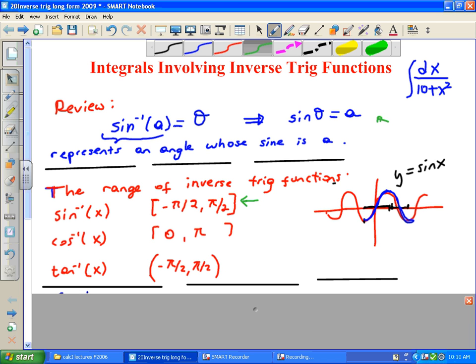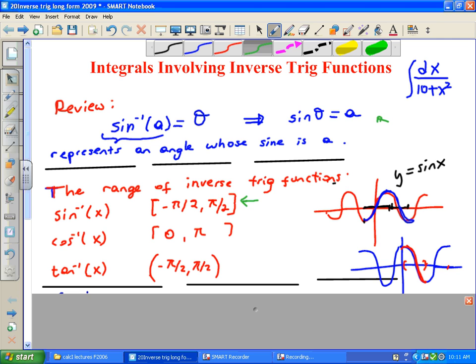Why did they pick cosine from 0 to pi? Look at the graph of the cosine function. The cosine function looks like this. So where would you choose it? It assumes all values from -1 to 1. They happen to go from 0 to pi. Over that interval, does it assume every value from -1 to 1? It does, right? So they could have just as well gone from pi to 2 pi for the cosine function. But usually if an interval contains 0, it makes things easier in the future. So they pick that range for the cosine inverse function.